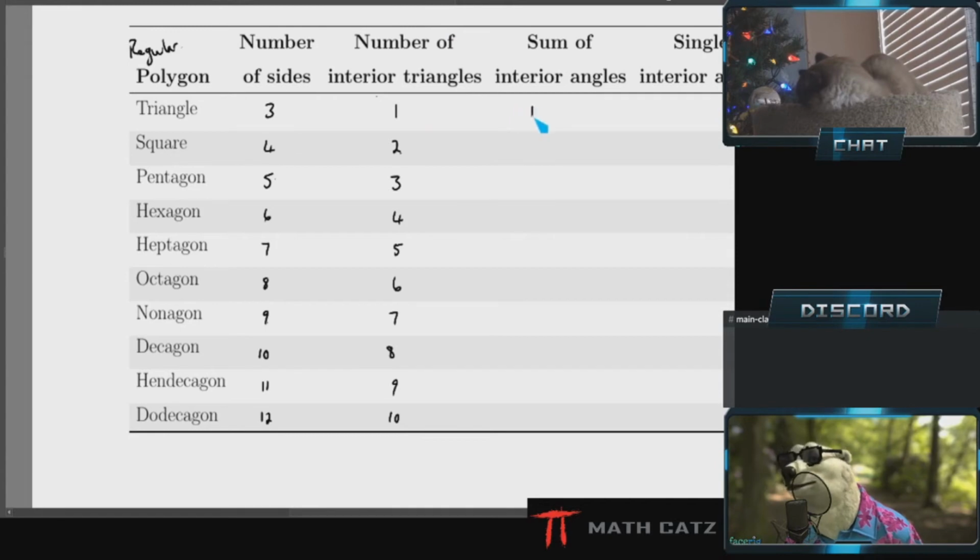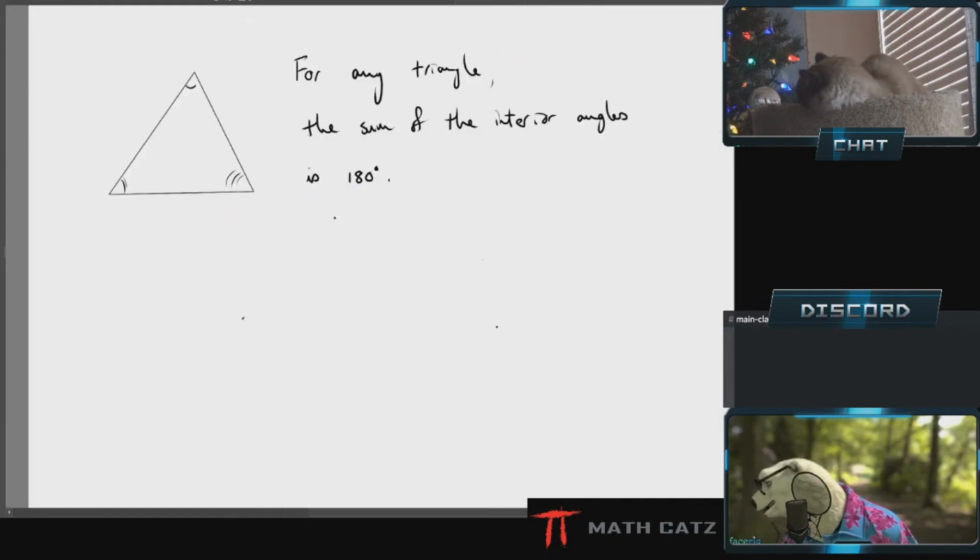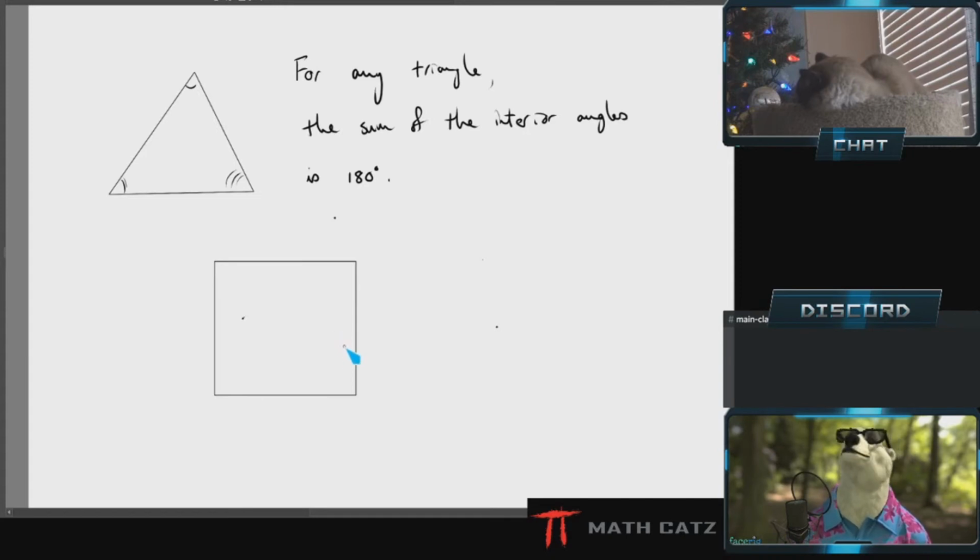For a triangle, the sum of the interior angles is 180 degrees. It's the triangle. For the square, now, I'm not going to cheat and say, well, I know the interior angles are all 90 degrees. 90 times 4 is 360 degrees. Well, yes, but later on I won't know the interior angles. So I can't really cheat that way. Not going to work for the pentagon, hexagon, and so on. I don't know those angles.